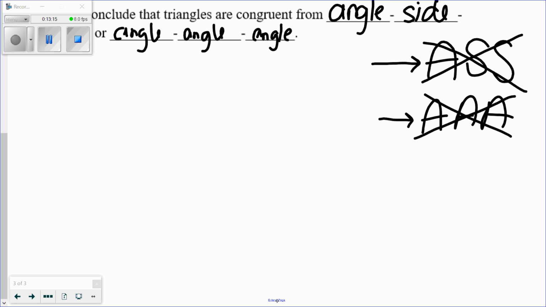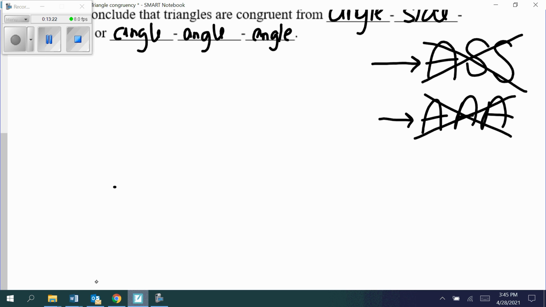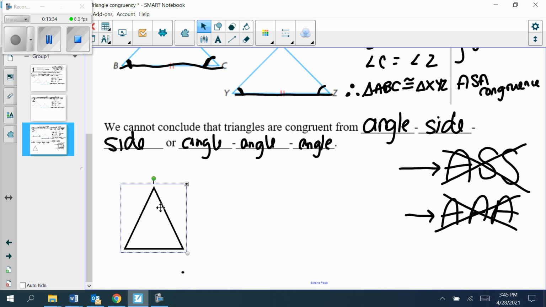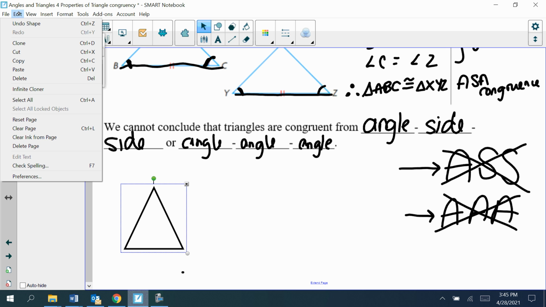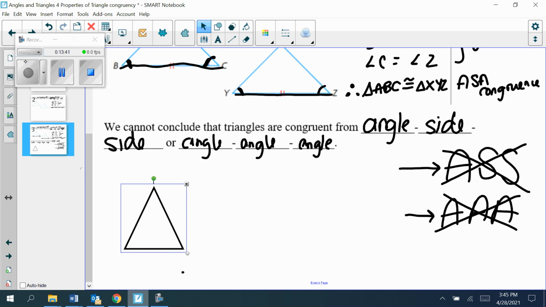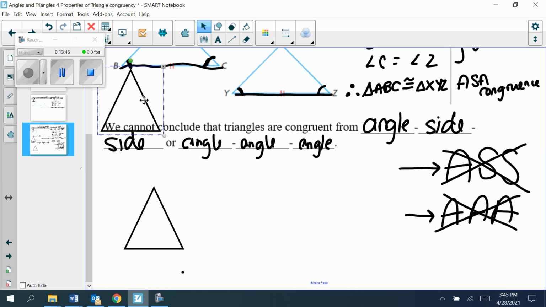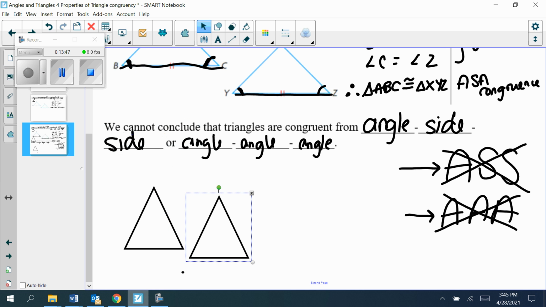So I can show you. I take this and I draw a triangle. So if I took that triangle and I copied it, Edit, copy, edit, paste. Hopefully this is going to work. Okay, so right now, these two triangles should be congruent, right?